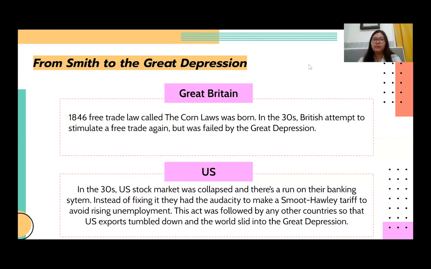creditor nation. But the Smoot-Hawley Act had a negative impact on employment in other countries abroad. So they followed the U.S. lead and made their own Smoot-Hawley Acts. And that's why U.S. exports tumbled and the world slid into the Great Depression.